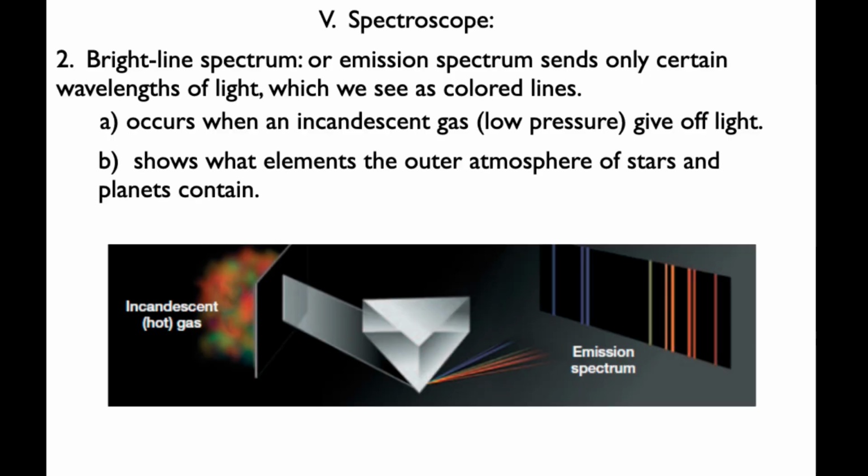The second type of spectrum is bright line spectrum, where from Earth we don't get the entire rainbow, we don't get Roy G. Biv, we only get small pieces that were emitted from a low pressure gas. So when you look at a spectroscope, it would be mainly dark, except there would be these individual wavelengths of light showing up as colored bars.